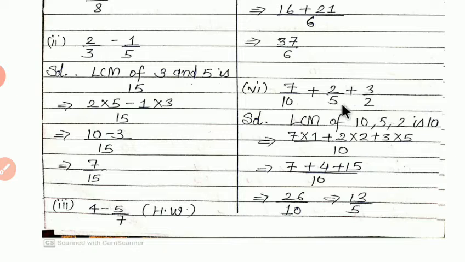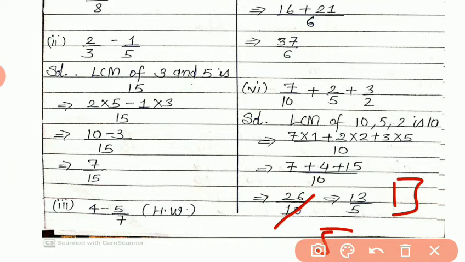Plus in 2 by 5, for getting 10 in place of 5, we have to multiply by 2. So numerator 2 also we will multiply by 2. Then 3 by 2. For getting denominator as 10, we have to multiply 2 by 5. So numerator we also multiply by 5 only. So 7 is 7, 2 2s are 4, 3 5s are 15. And if we add, we'll get 26 by 10. Or we can divide this by table of 2. So 2 13s are 26, 2 5s are 10. So 13 by 5 is the final answer.